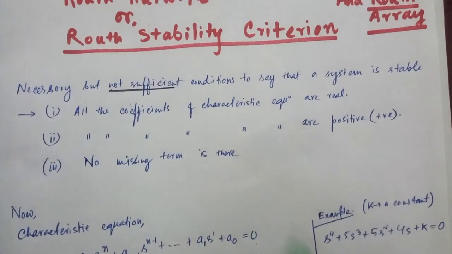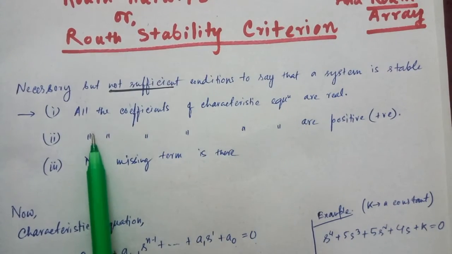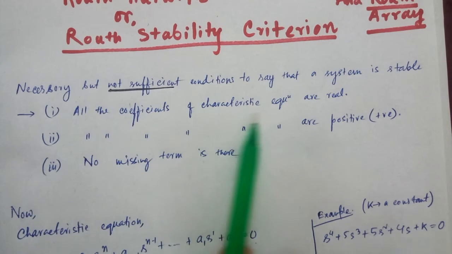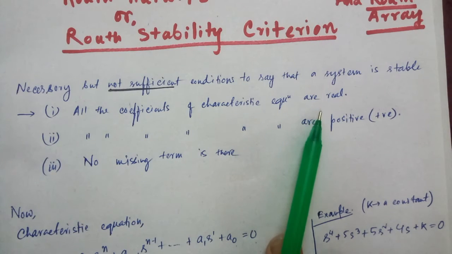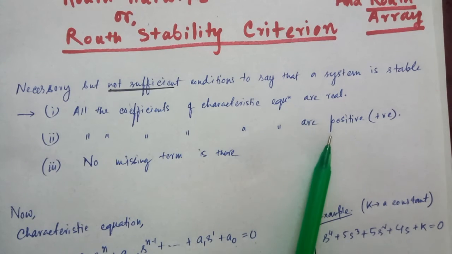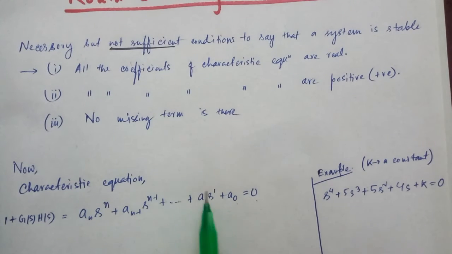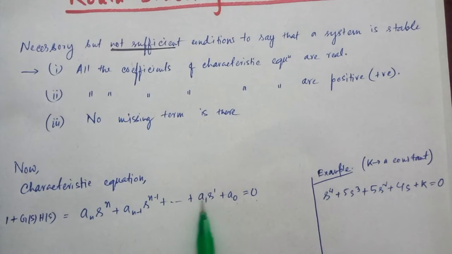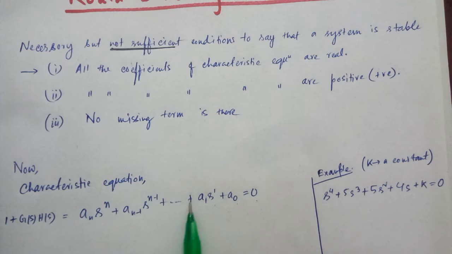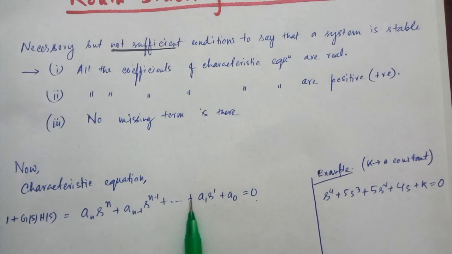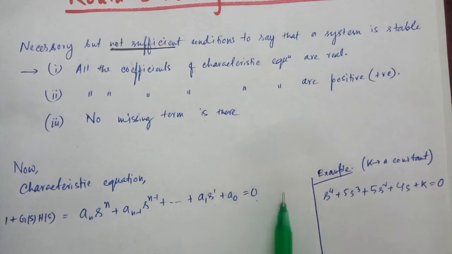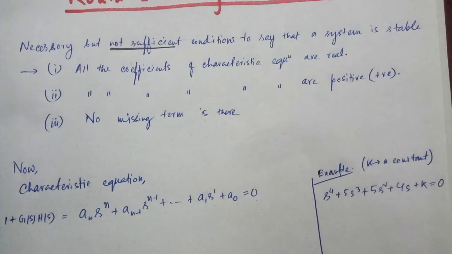So the necessary but not sufficient conditions are all the coefficients of characteristic equation should be real and positive, and there should be no missing term. Like if a_1 is 0, we can say that s to the power 1 term is not present, right? So we can say that the system is unstable. We can directly say that the system is unstable.